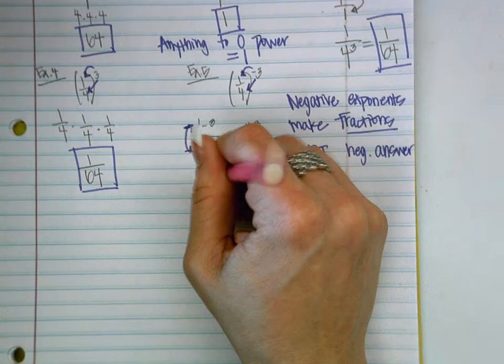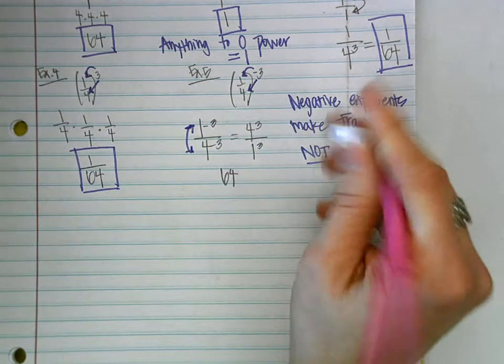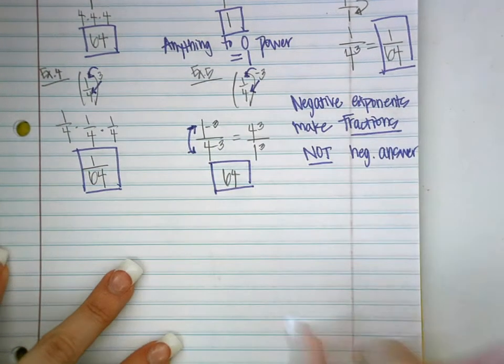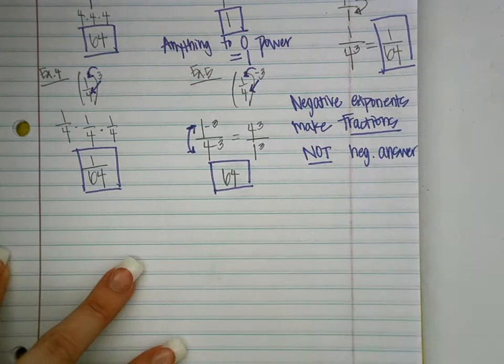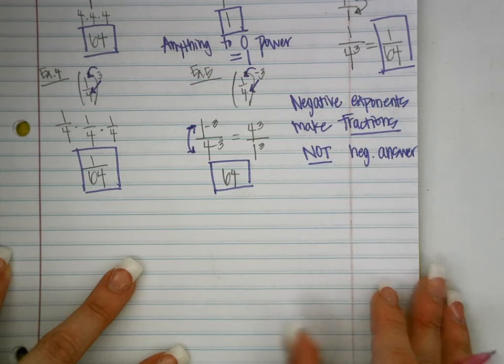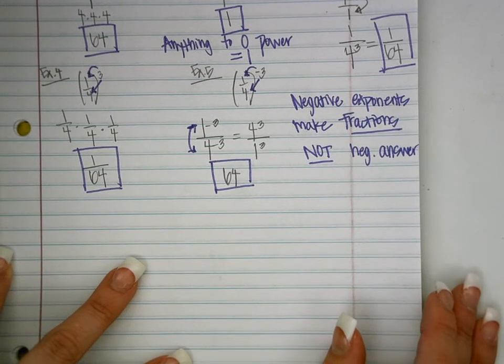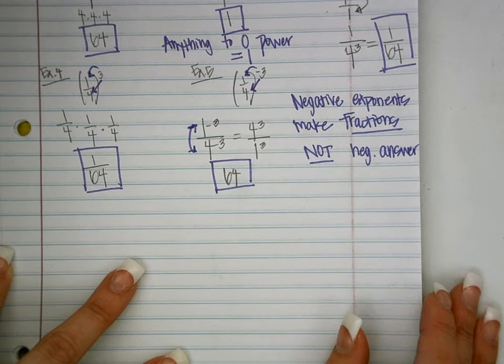4 to the third is 64. You don't really need to write the denominator. If you write over 1, that's fine, but it's not absolutely necessary. Okay, so the first part of what you're doing today is all just about exponents, looking at what negative exponents do, and what positive exponents do to both whole numbers and fractions.